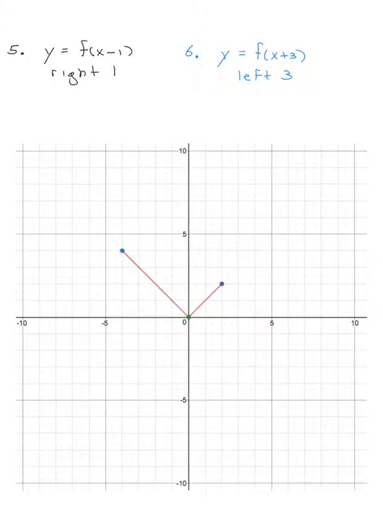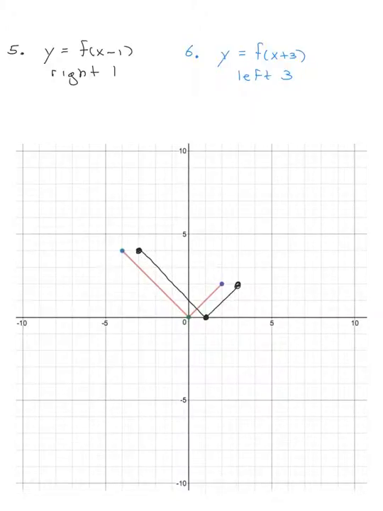If we plot starting with 5, I go to my original graph, and I'm going to go to the right 1 place for every single point. So this point has an x value of negative 4, so it goes to an x value of negative 3. Likewise, this point goes here, and this point also goes over 1 place to the right. Here's my graph.